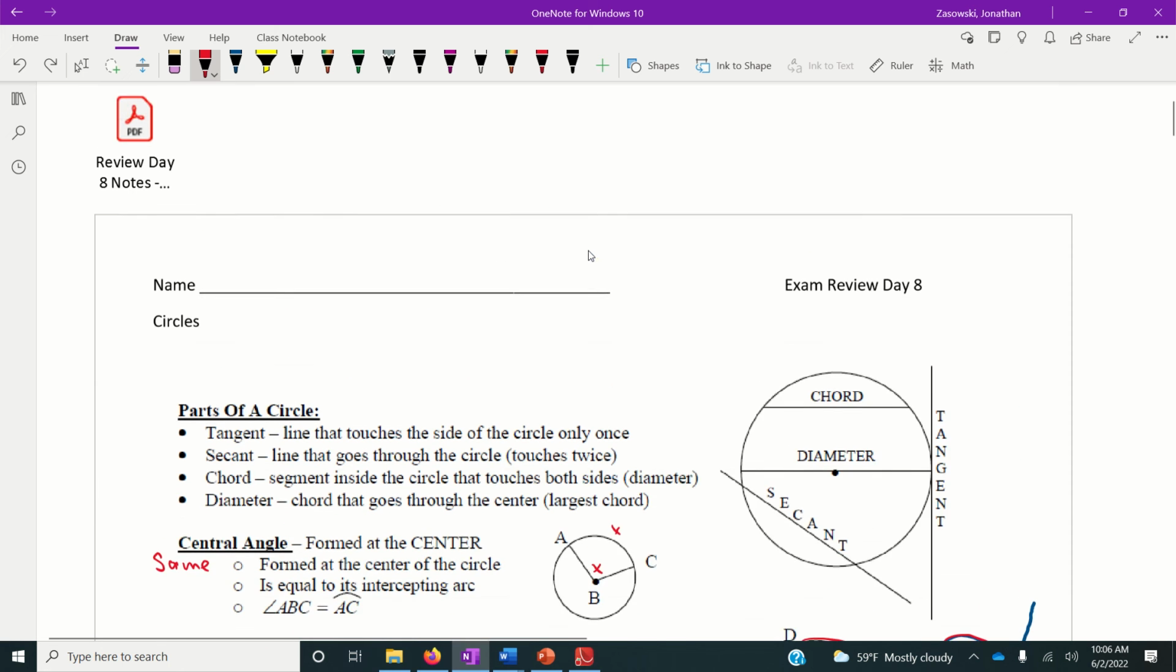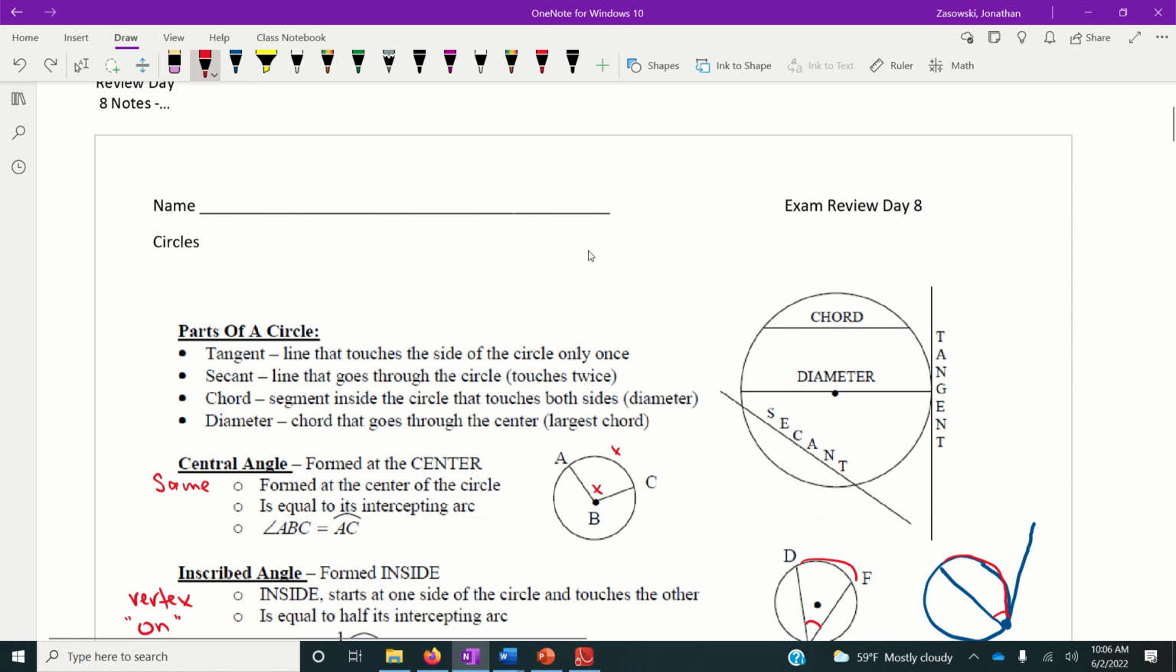All right, we're taking a look at day 8, which is circles here today. So we're going to take a look at the first part of our circle. Remember, the different parts of the circle are formed by the different line segments for the angles and the segment lengths. So remember, a tangent line is a line that touches the circle at only one point.